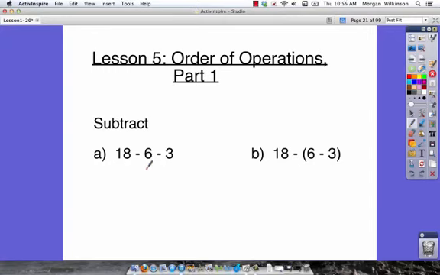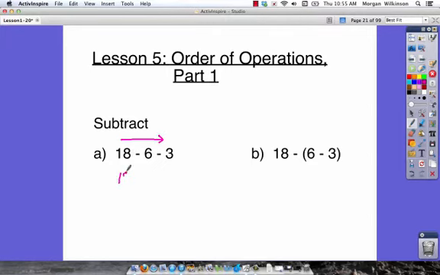Lesson 5 is going to be on order of operations, and it's the first part of this type of problem. Now, the first thing we want to look at is how we're going to subtract when we have more than two numbers. If we have more than two numbers, we're always going to want to work from left to right, just like we read a book. So we're going to look at 18 minus 6 minus 3 in that order.